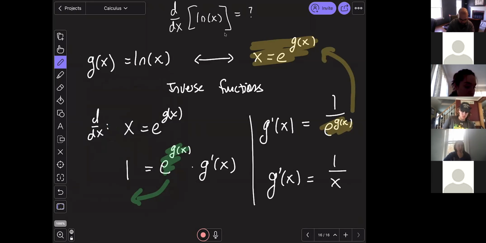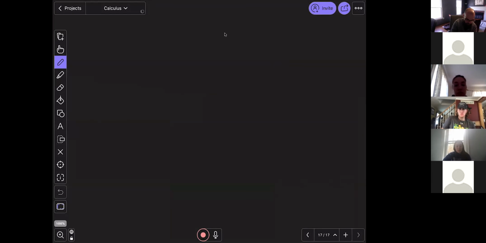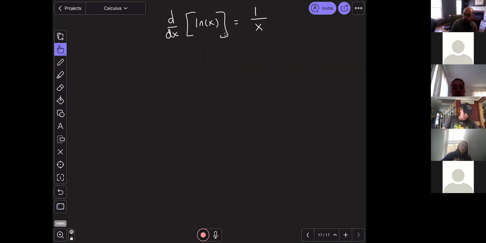All right, so what happens here? g prime, that's the derivative of natural log, and it gives us this new rule to tack on to our rule list: the derivative of natural log of x is equal to 1 over x. Okay. And so I am over by 2 minutes, but just to do something really quickly here for you.